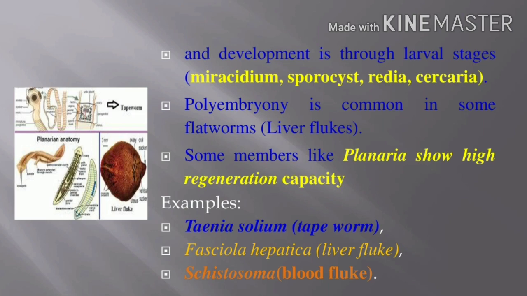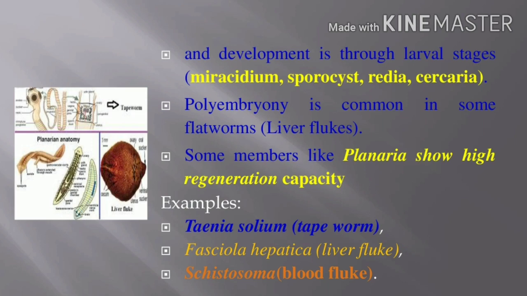So next is miracidium, sporocyst, redia larva, and cercaria larva. These are the 4 stages of this life cycle. They attain the larval stage, and next they attain the adult. Can you understand? Some flatworms, like the liver flukes, also have polyembryony in the larval stages.